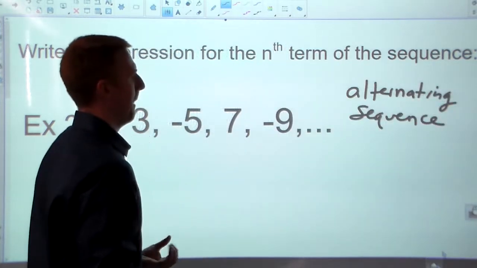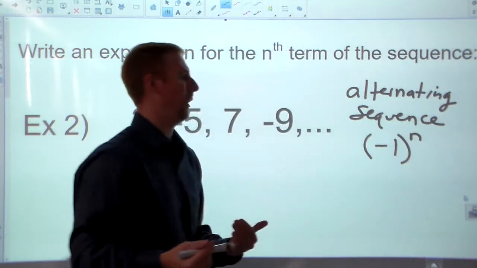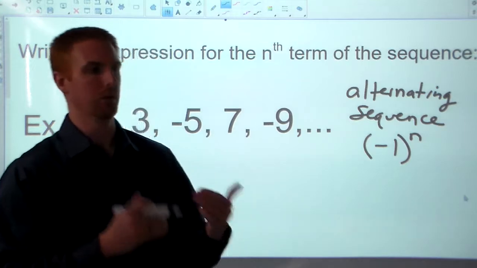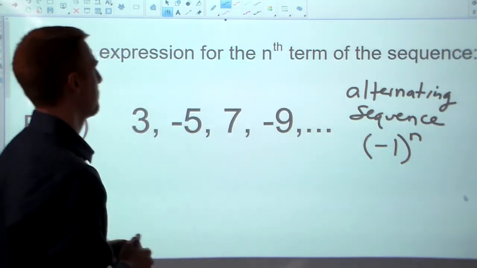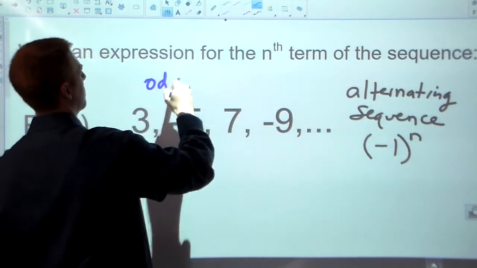And the way to make that happen is to take negative 1 and raise it to a power. Even powers make it positive, odd powers make it negative. So that keeps your sign going back and forth. And something else I'm noticing, these are all odd numbers.